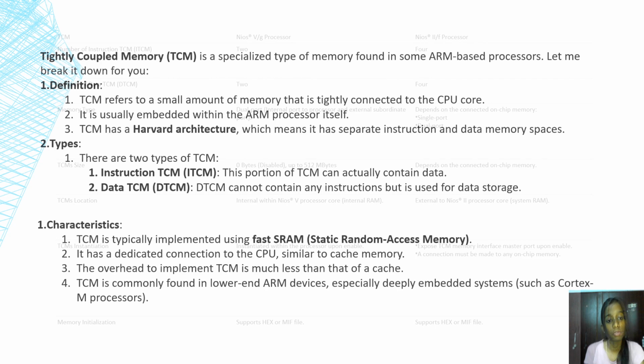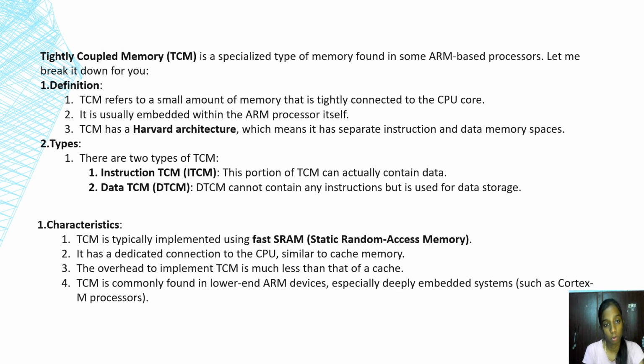So let us move on further to tightly coupled memories. What is TCM? It is a special type of memory that is found in ARM-based processors. So let us break it down for you. Definition: TCM refers to a small amount of memory that is tightly connected to the CPU core. It is usually embedded with the ARM processor itself. TCM is also a Harvard architecture, which means it separates the instruction and data memory spaces.